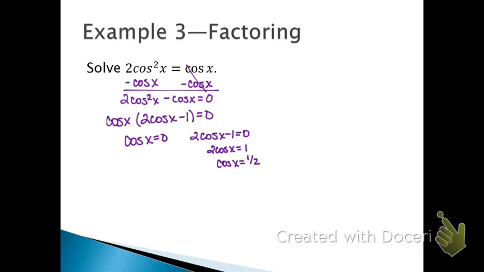All right. So again, we're ready to start solving for x. Remember, cosine is x over r. We're on our unit circle, so r is 1. So we're just looking for where cosine is equal to x. So where on the first one here is x equal to 0 on your unit circle?